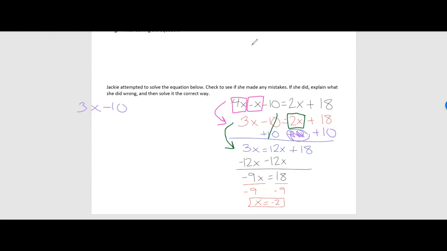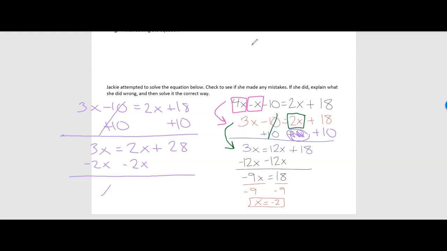So we have 3x minus 10 equals 2x plus 18. Okay, so we're adding 10 to both sides. So I get 3x is equal to 2x plus 28. 18 plus 10 is 28. Then I'm going to subtract 2x from both sides. And that's going to give me x is equal to 28. So again, just a small mistake she made gave her a much different answer than what we should have gotten, negative 2 versus 28.